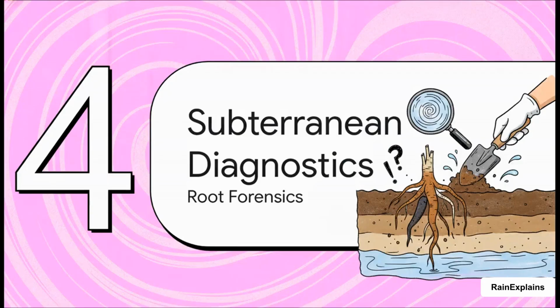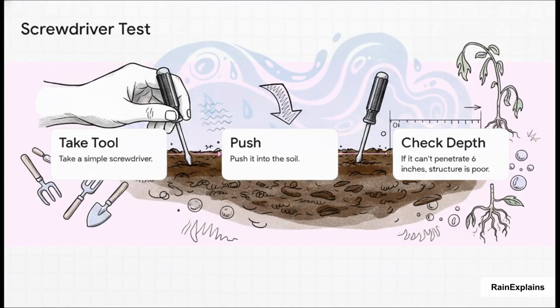Section 4. Subterranean Diagnostics and Forensics. So how do we actually prove poor drainage is the culprit before it's too late? Well, it's time to get our hands dirty. You don't need any fancy lab equipment to check your soil structure. This simple step-by-step diagnostic instantly tells you if you have a compaction problem.